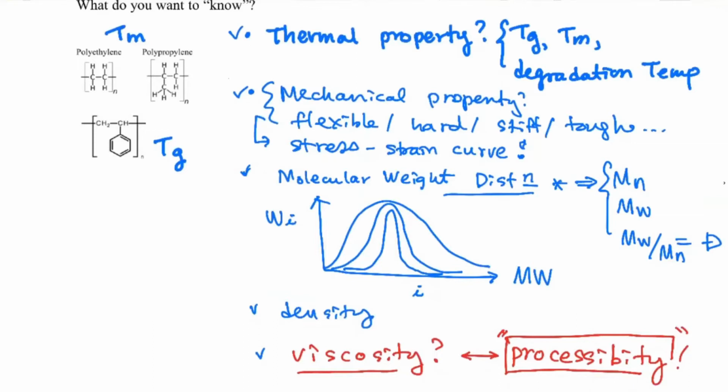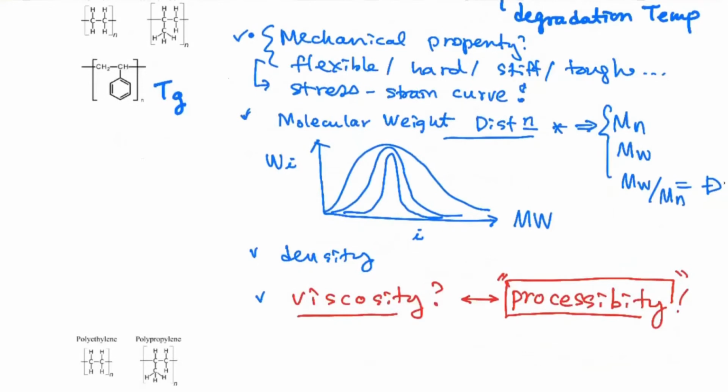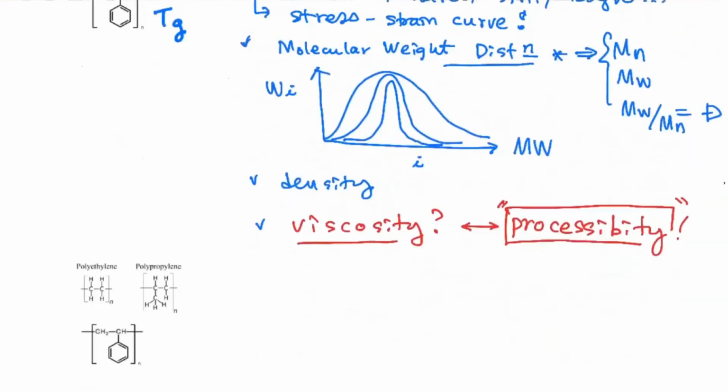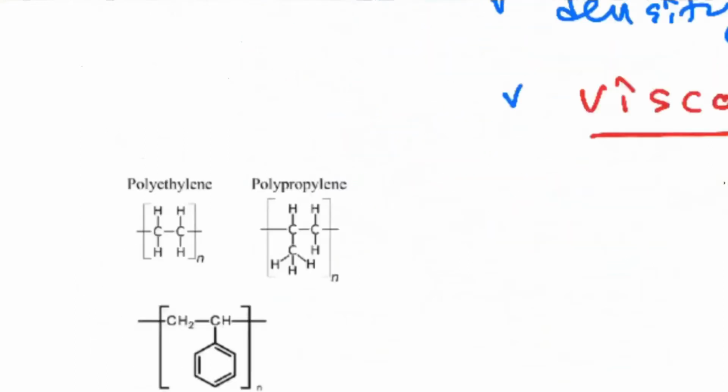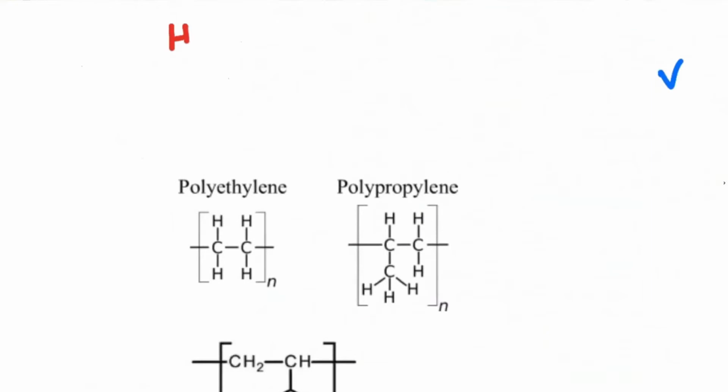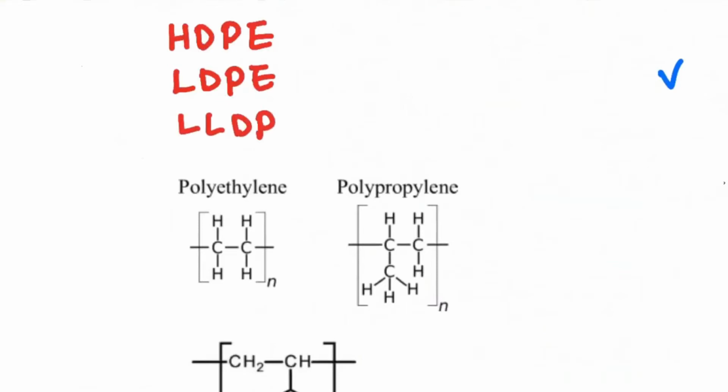Density, hydrophobicity, hydrophilicity. Yeah, that's also another one. But let me ask you a question on this. Continuing with this polyethylene that you see here, right? You have heard about high density polyethylene, low density polyethylene, linear low density polyethylene. The list goes on and on.